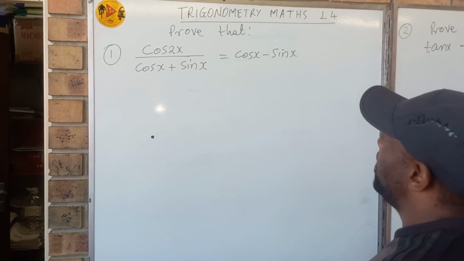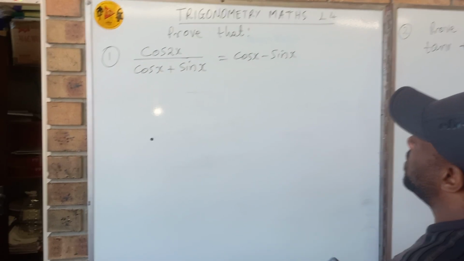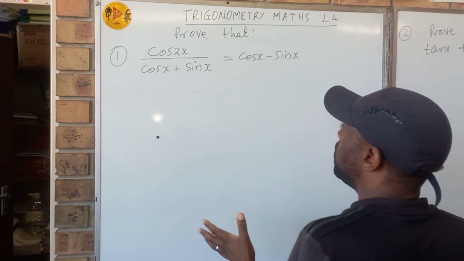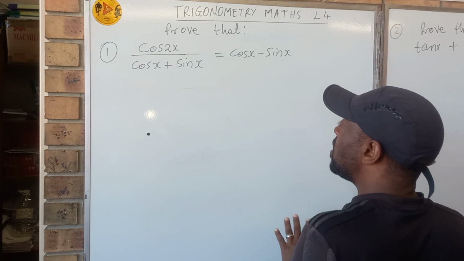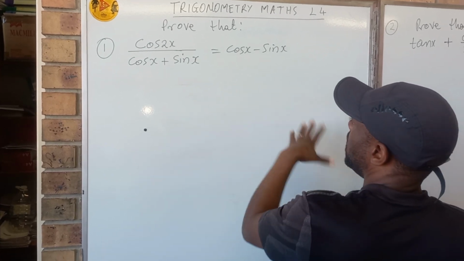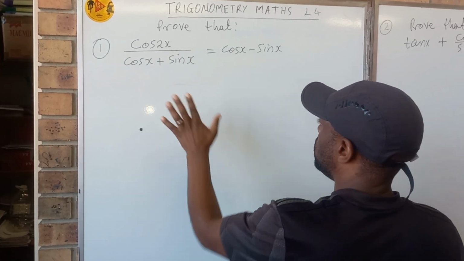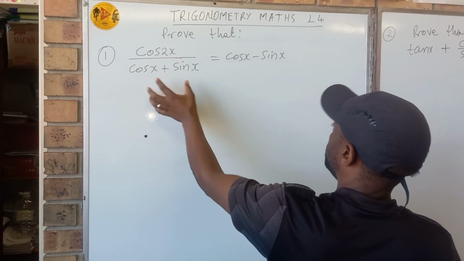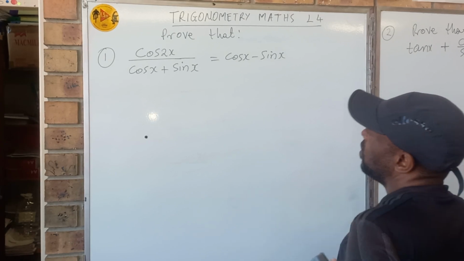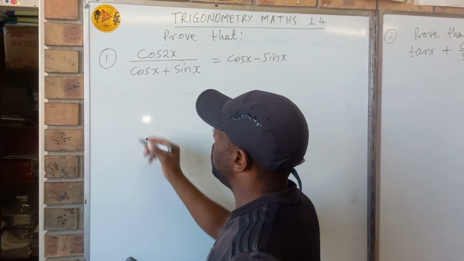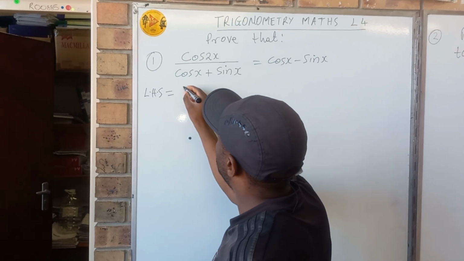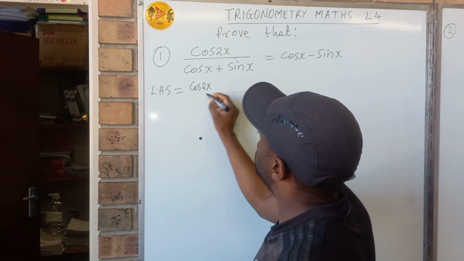Good day guys, here we are looking at some proofs in trigonometry for mathematics level 4. With the proof, you are free to start from any side, either from left to right or from right to left. My intention is to do this proof with two methods. I will start first of all from the left to prove that the left is equal to right, then later I will come back. So I want to start with the left hand side, which is cos 2x.